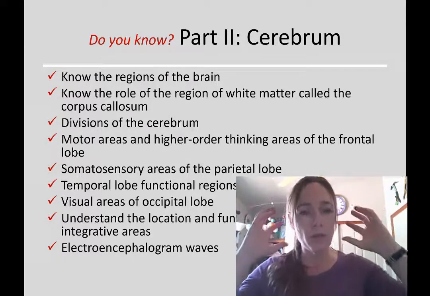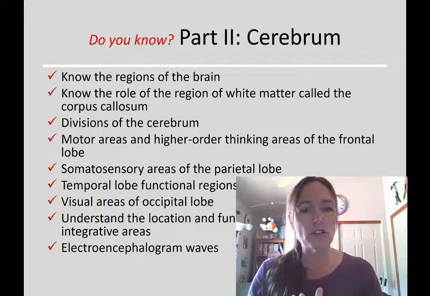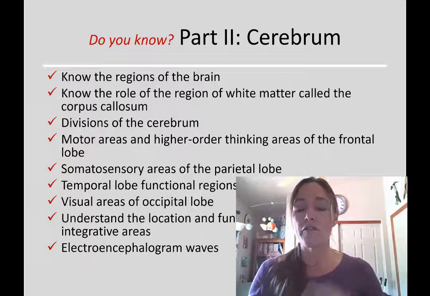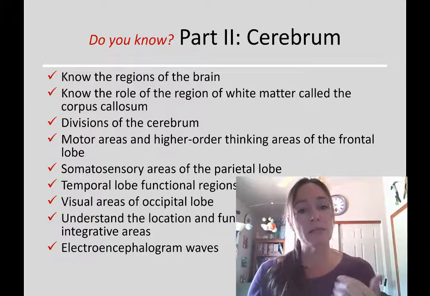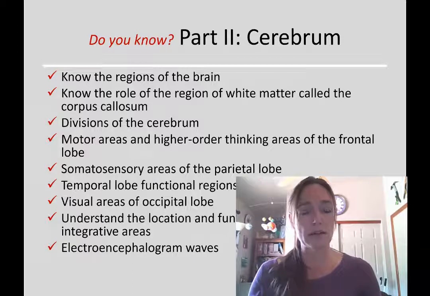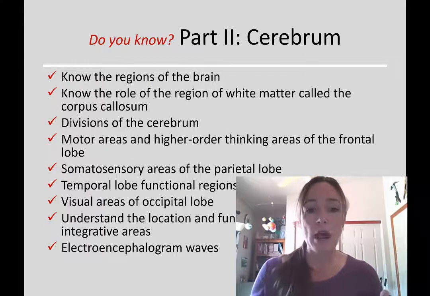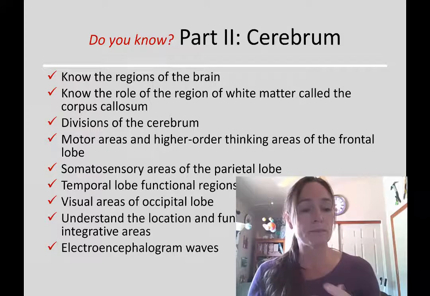The temporal lobe has functional regions being the primary auditory cortex. So from your inner ear, we have information from the cochlea, which gives information regarding hearing. So you're going to get volume and pitch. That's coming to the primary auditory cortex, and then around that is the auditory association area that's going to interpret the sounds, whether it's a baby crying or tires squealing.